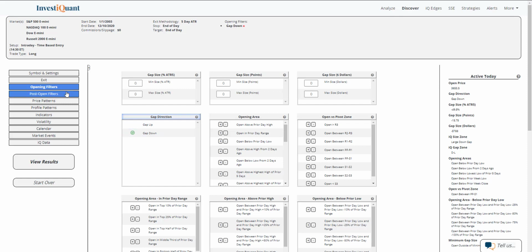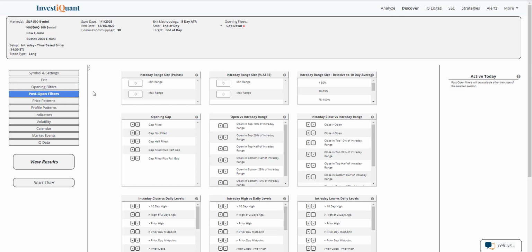And in the next section, the post open filters section, I'm going to say that we're trading in the top half of the intraday range. So I'm going to grab that from this intraday close versus intraday range. And I'm going to say the intraday close, which is referring to where the price is at the time of the entry, and I've got that set to 2:30 p.m. Eastern time, is in the top half of the intraday range.